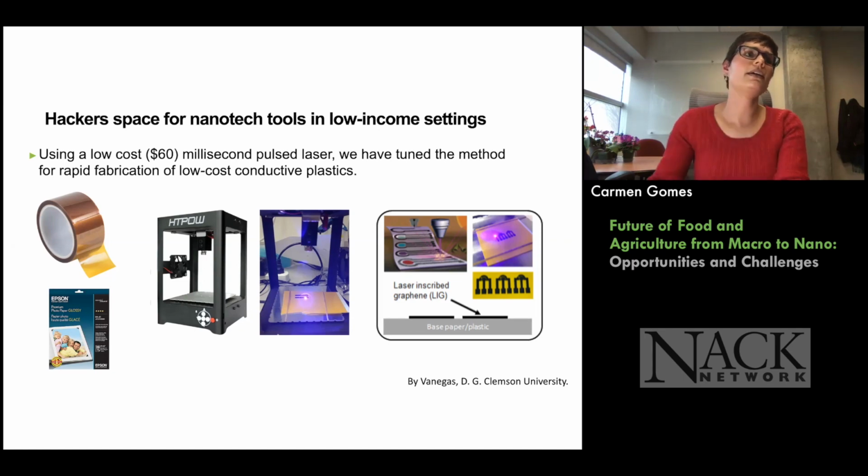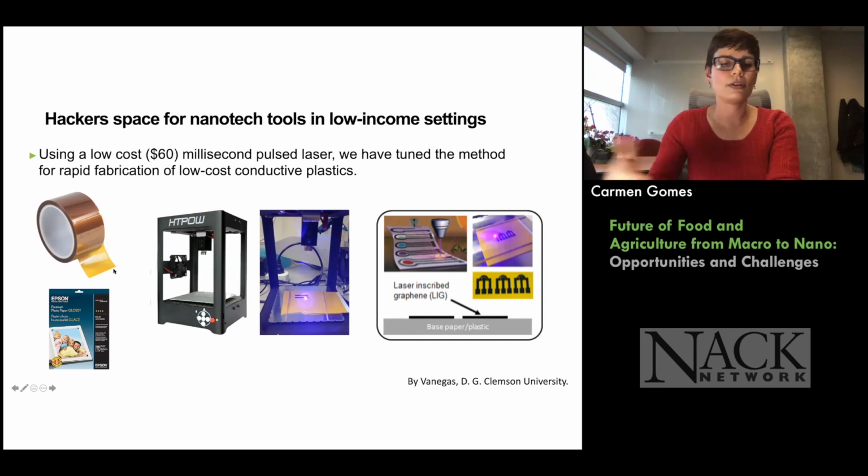So here is showing what she did. She purchased Kapton tape that is highly used everywhere in electronics. She used a backing of photo paper to give some support, and then she lays the surface of the polyimide, the Kapton tape, to create what we call laser-induced graphene or laser-inscribed graphene.